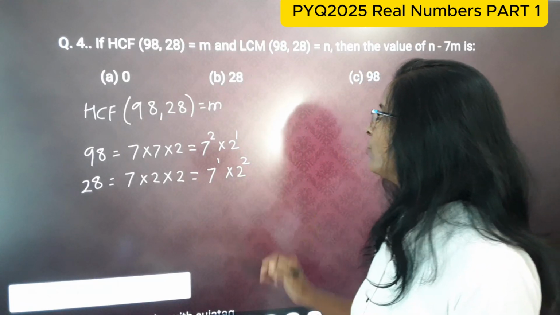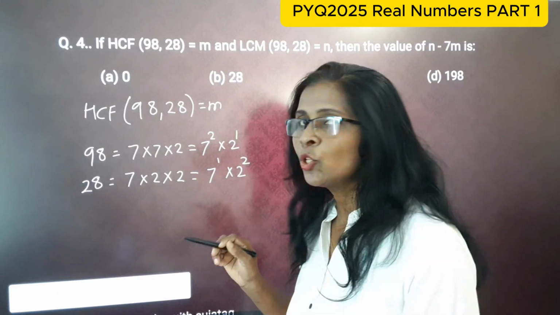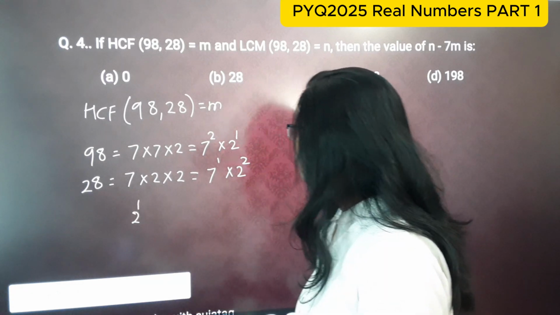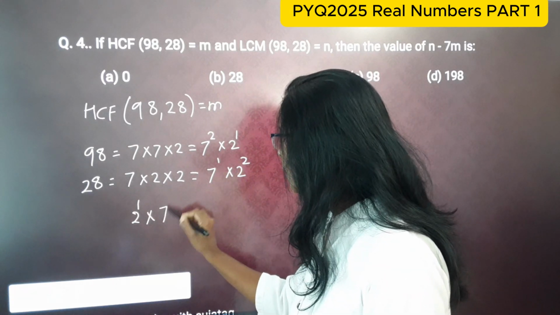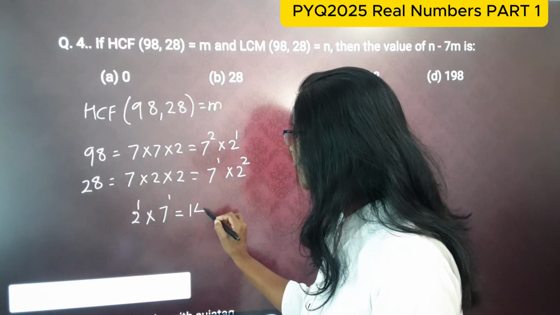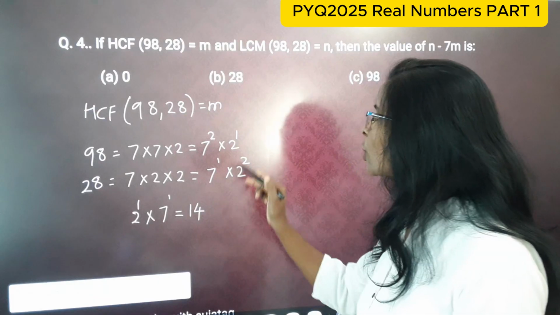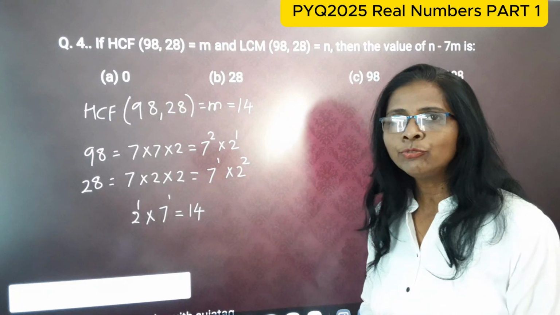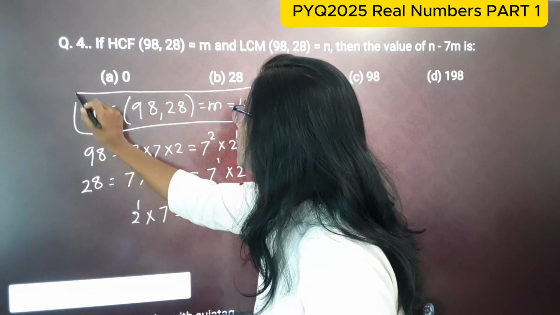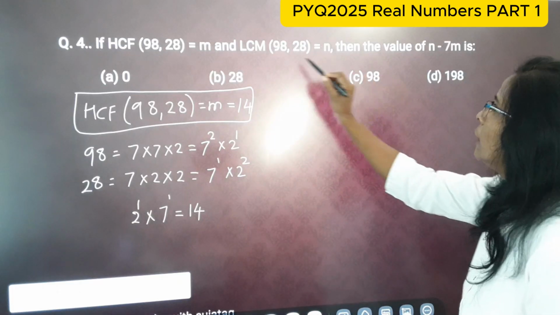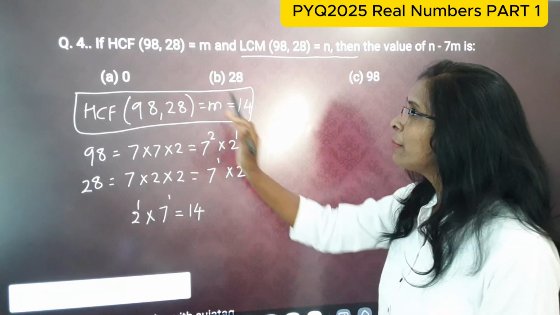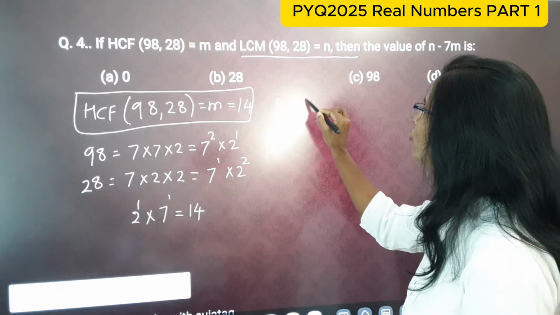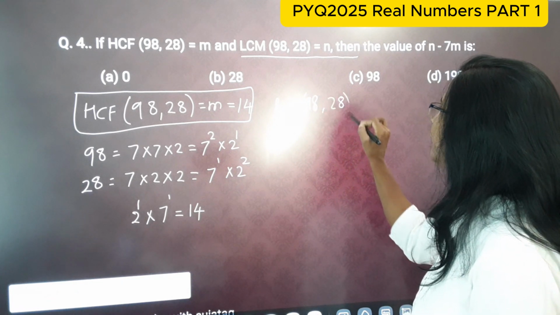So now how can we find out the HCF? That is the lowest index of each and every number. So the lowest is 2 raised to 1 and here 7 raised to 1. So 2 multiply 7, that is 14. So n is equal to 14. Then the other condition is that the LCM of the same numbers 98 and 28 is equal to n. So here we write LCM of 98 and 28 is equal to n.